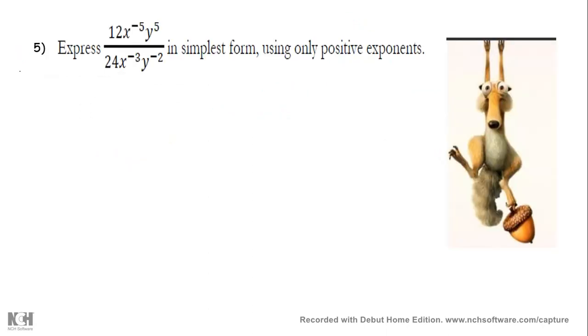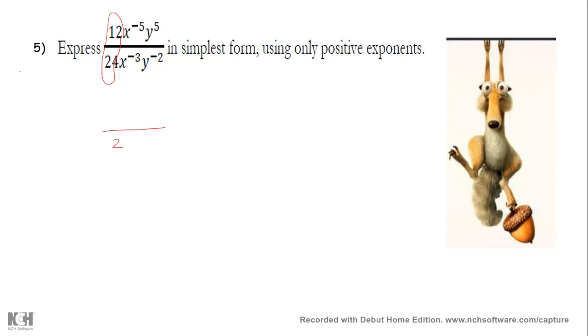Okay, one more to go. Hang in there. This is the last one. So express this fraction in simplest form using only positive exponents. All right, so remember we want to look at this. There's a numerator and there's a denominator. I'm going to look at the numbers first, the coefficients, 12 and 24. Well, that just reduces to 1/2. I'm not going to bother putting the 1 there unless I need it later. Okay, but I have the 2 down at the bottom because 12 goes into 24 twice.